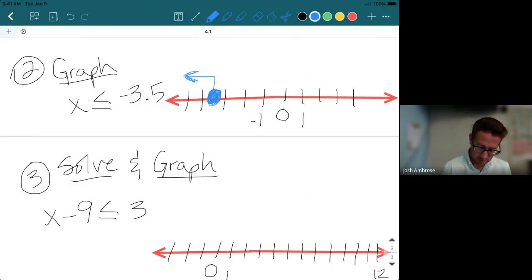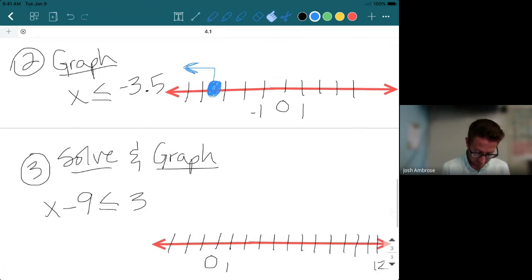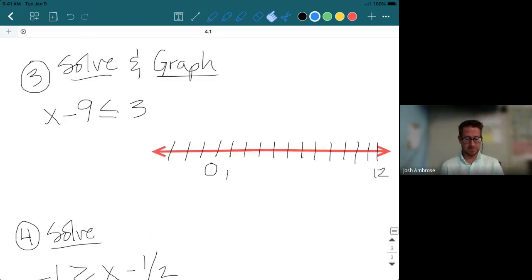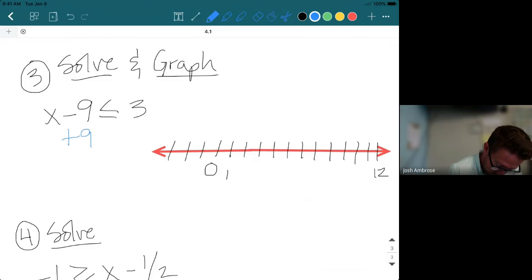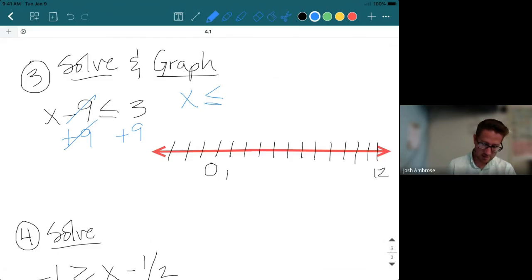Now, next one, we are solving it and we are graphing it. So, method of solving: imagine that inequality sign is an equal sign. It's the same style. It says x minus 9, so I'm going to have to do plus 9 on both sides. That allows me to cross that out. We now have x. The inequality symbol stays the same, less than or equal to. 3 plus 9 is 12.